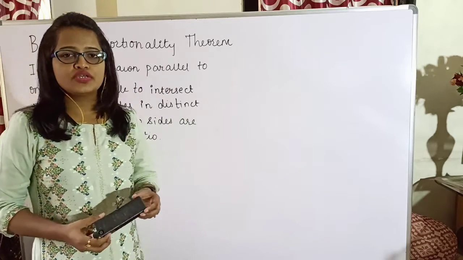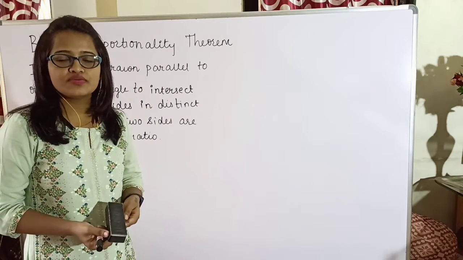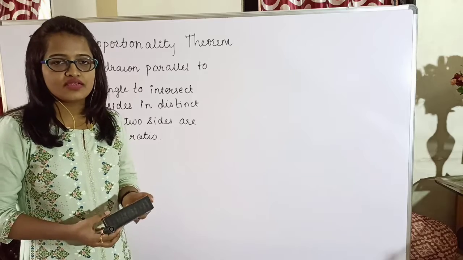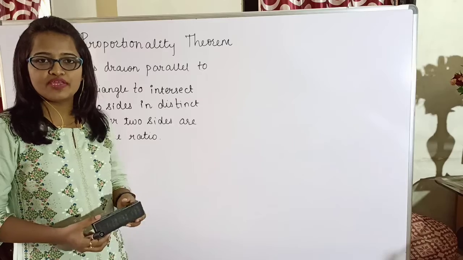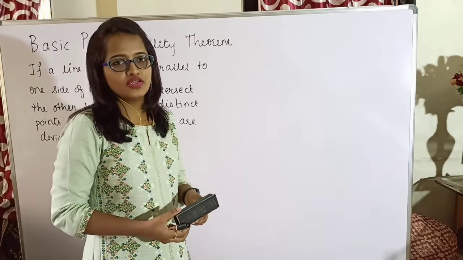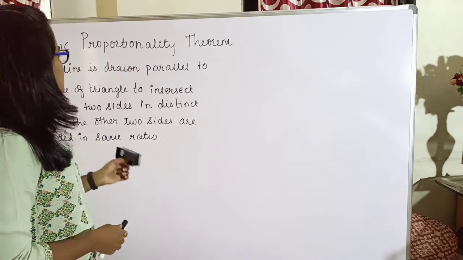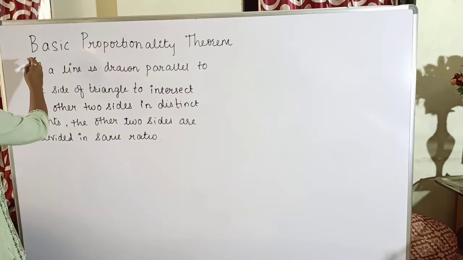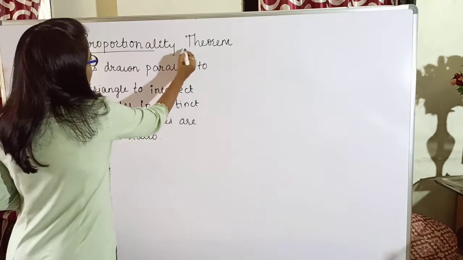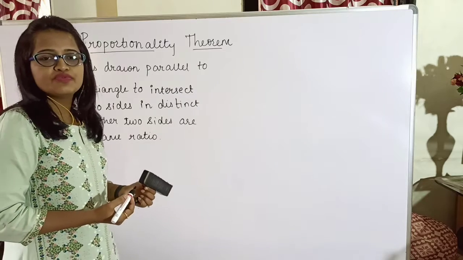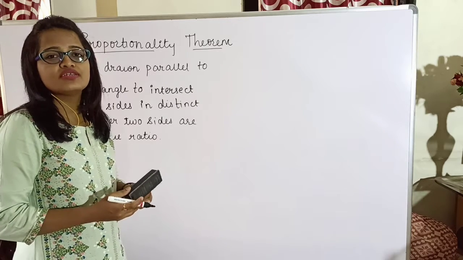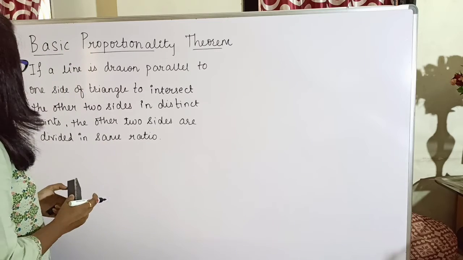Hello students, today we are going to see the theorem from the topic triangles. Since the theorem is from the triangles topic, definitely it is applicable only with respect to triangles. Now, what is the name of the theorem? The theorem is named as basic proportionality theorem. Proportionality means there is a relation between the sides which are in the same proportion. Now let us see what the theorem says.